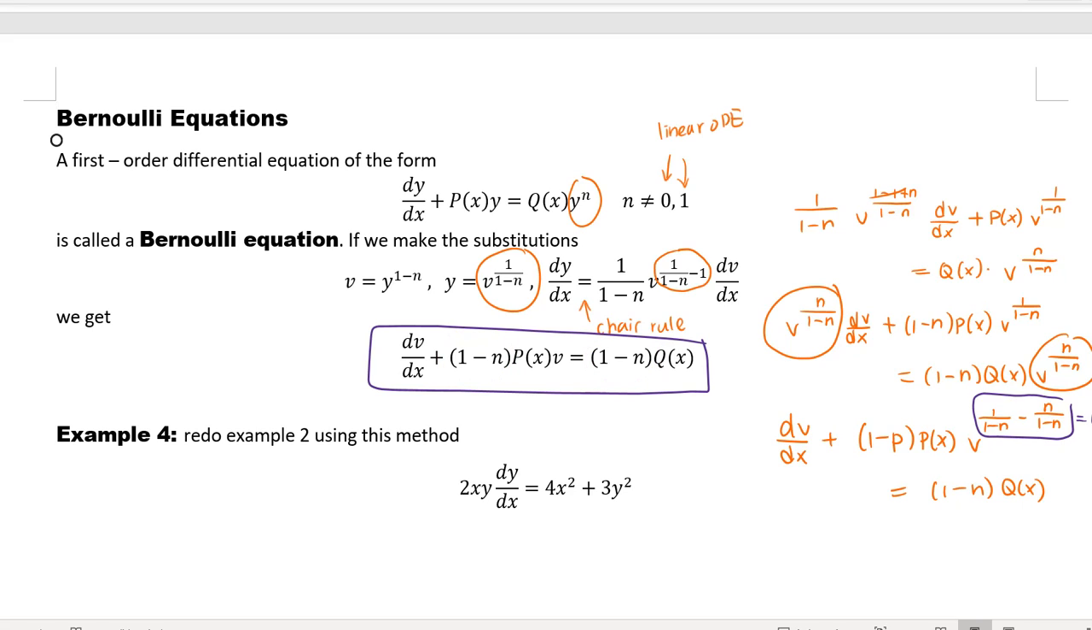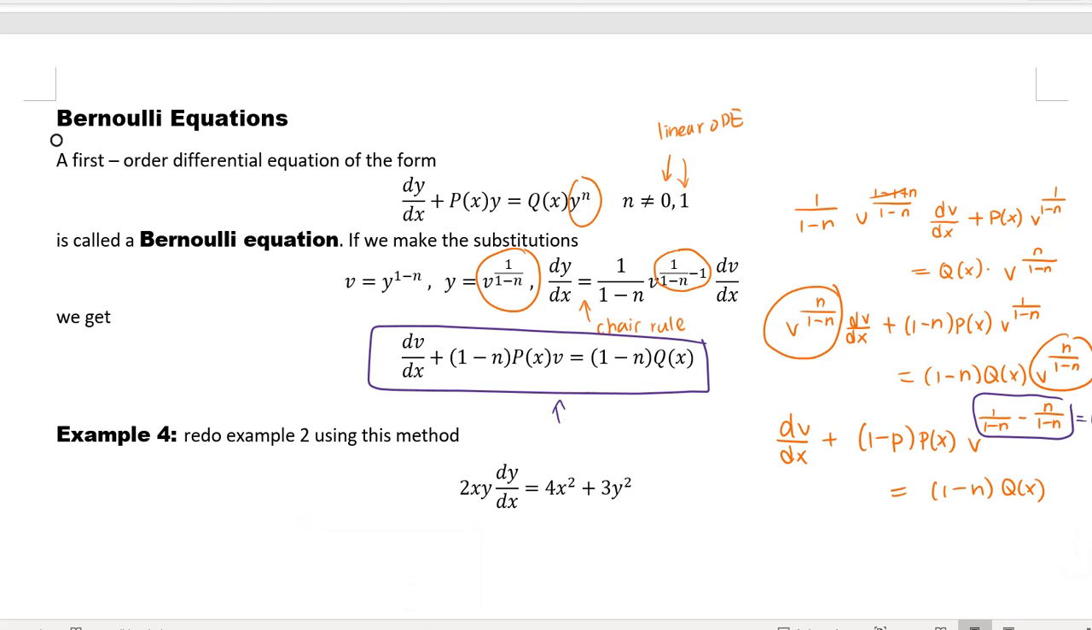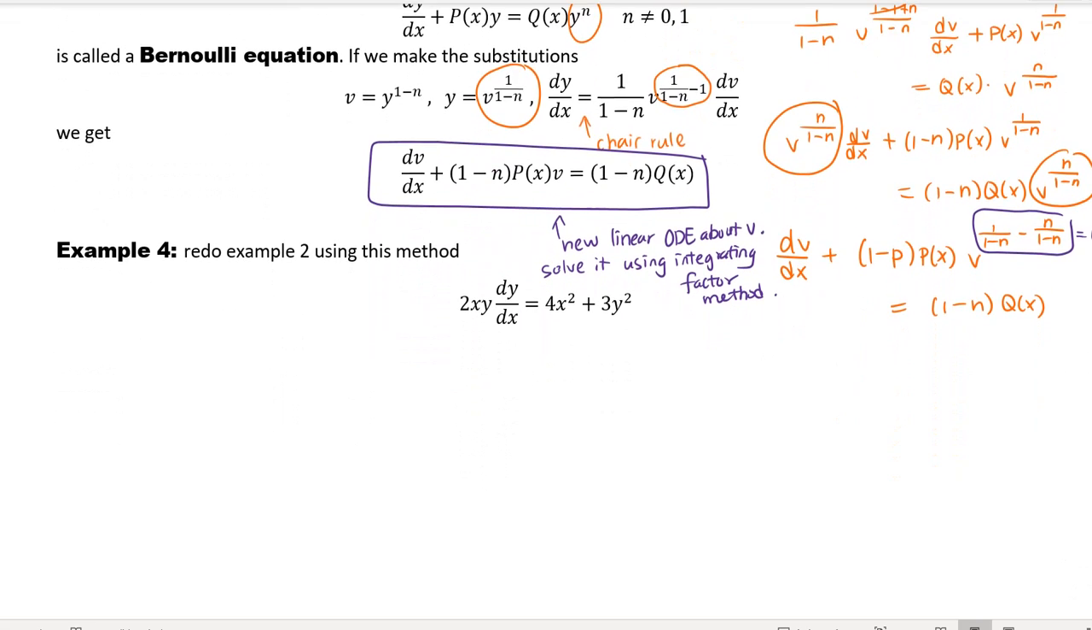Very similar to the regular linear ODE. Okay. All right. Then because now this is a new linear ODE about v, we can solve it using the integrating factor method. All right, so let's continue. Now we do example 2 using this method.